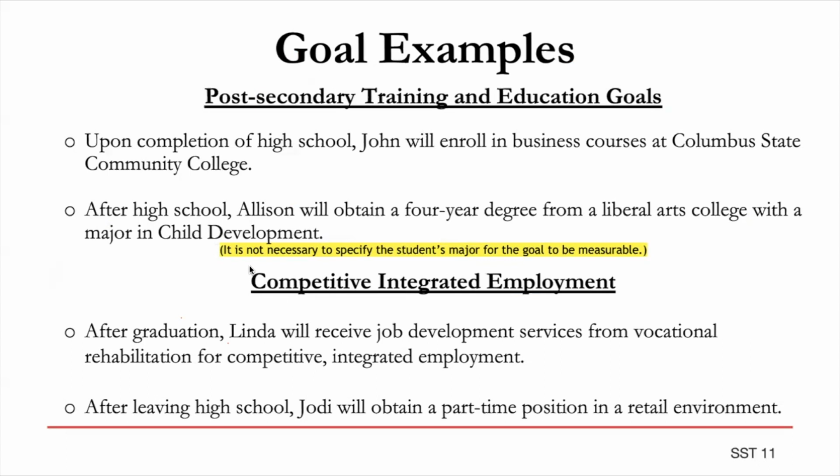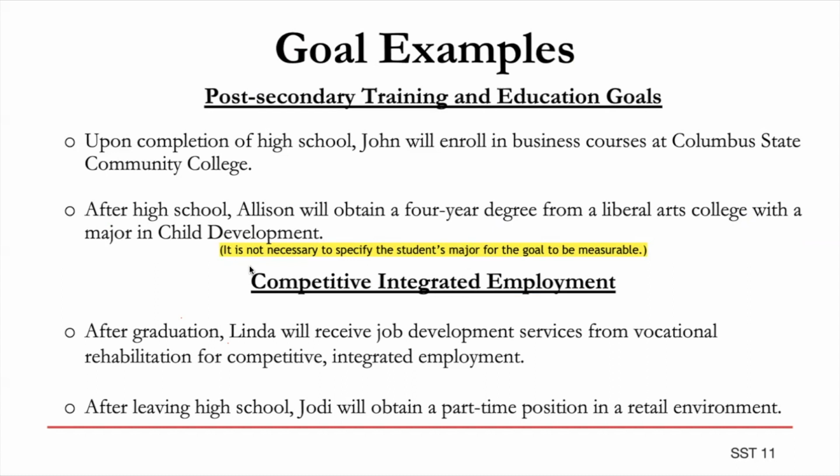I just wanted you to see what it is that I'm referring to when I draw it out like that. So upon completion of high school, John will enroll in business courses at Columbus State Community College. After high school, Allison will obtain a four-year degree from a liberal arts college with a major in child development. So those are two examples of post-secondary training and education. Keep in mind, it is not necessary to specify the student's major. It is not necessary to specify what school they're going to go to. But if the student has an idea of that, why not put it in? Make sure that if they want to go to OSU, you don't just say Ohio State. You need to put that they want to go to the Ohio State University.